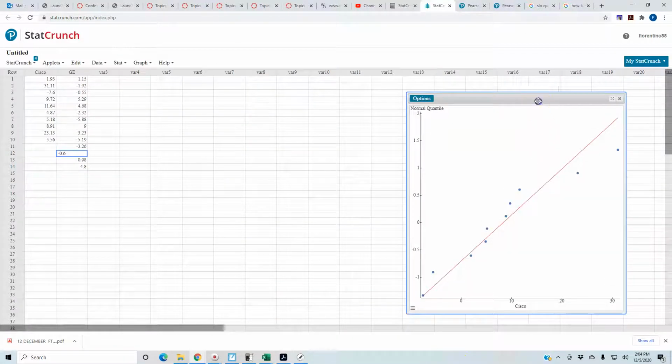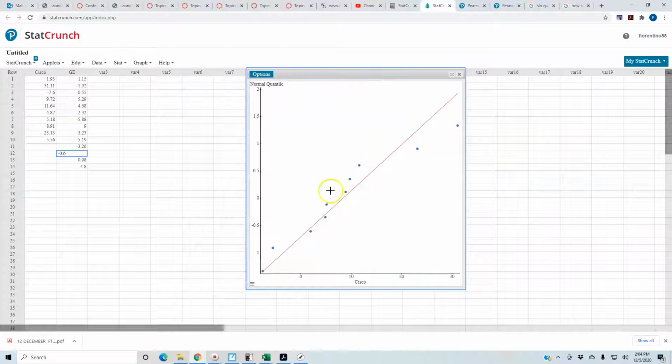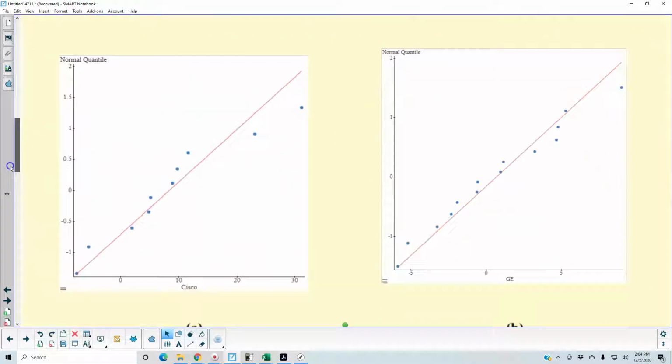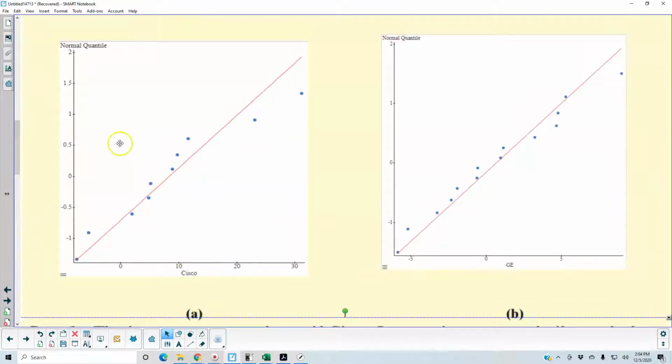If we take a look at this graph, the points are all close to that line. Therefore we can say that this is normally distributed. And you can see here that the graph is located here in part A. So this is our Cisco graph.